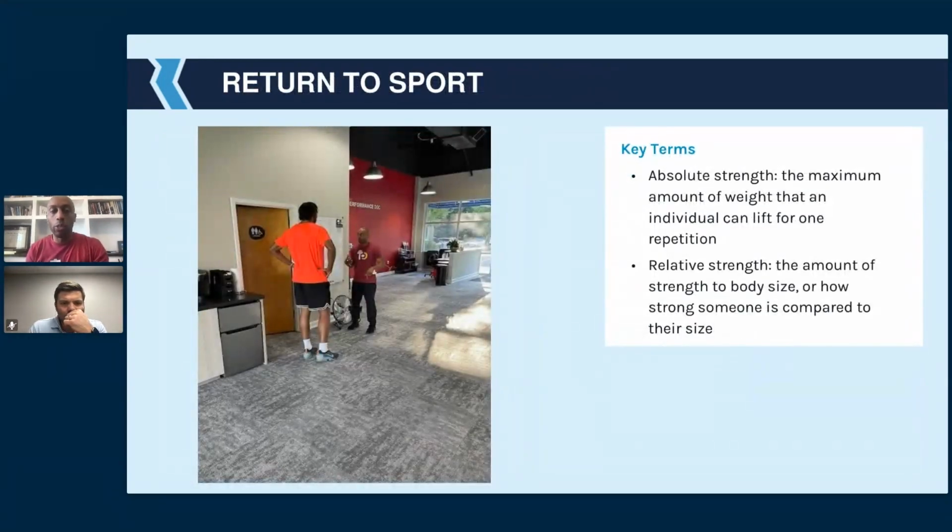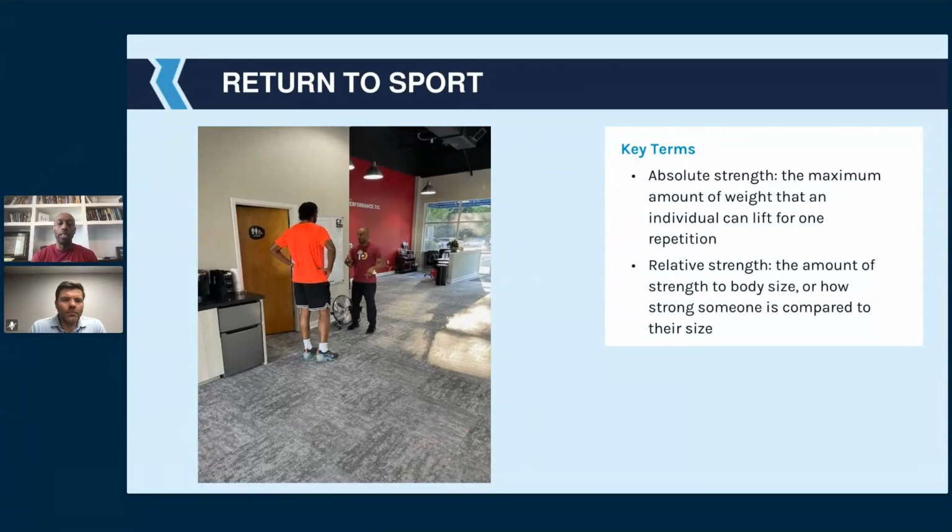All right, more key terms. When we get to return to sport, let's just say they passed everything, right? The preloaded assessment. Then I start to hone in on their sport, the demand of their position a little bit more. So I say, all right, absolute strength. That's when you go in and you decide, what is my 1 rep max? It's the maximum amount of weight that an individual can lift for 1 rep, right? Just look at it as raw strength, brute strength. How much weight can you move? That's what we look at.